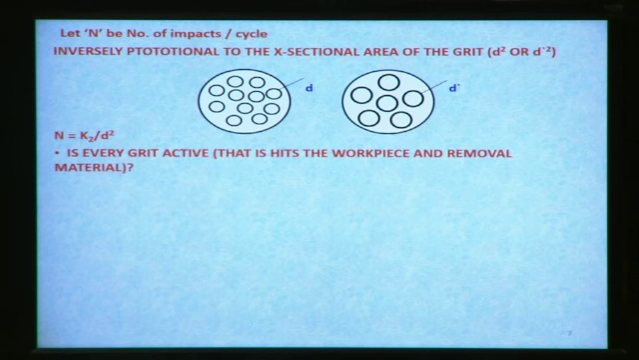So now the question is: is every grit active? Active grit means just below the tool, whatever abrasive particles are there, whether all the abrasive particles are taking part in the material removal or not. It may happen that one abrasive particle is hit by the tool and it again hits other abrasive particles, but it does not take part in the material removal. So that abrasive particle is not an active abrasive particle.